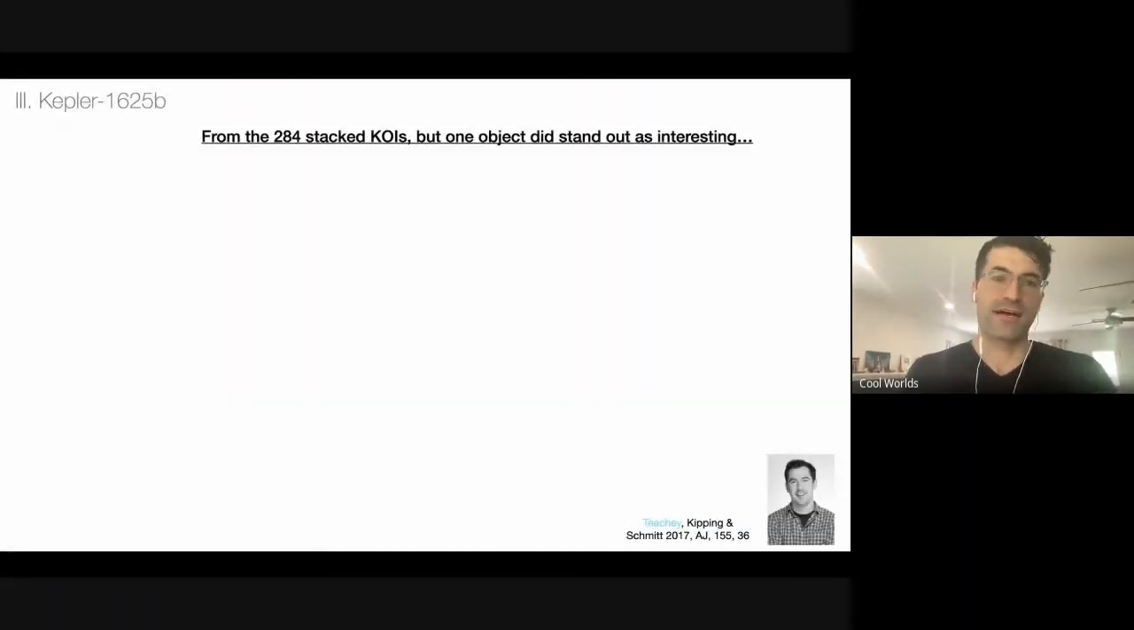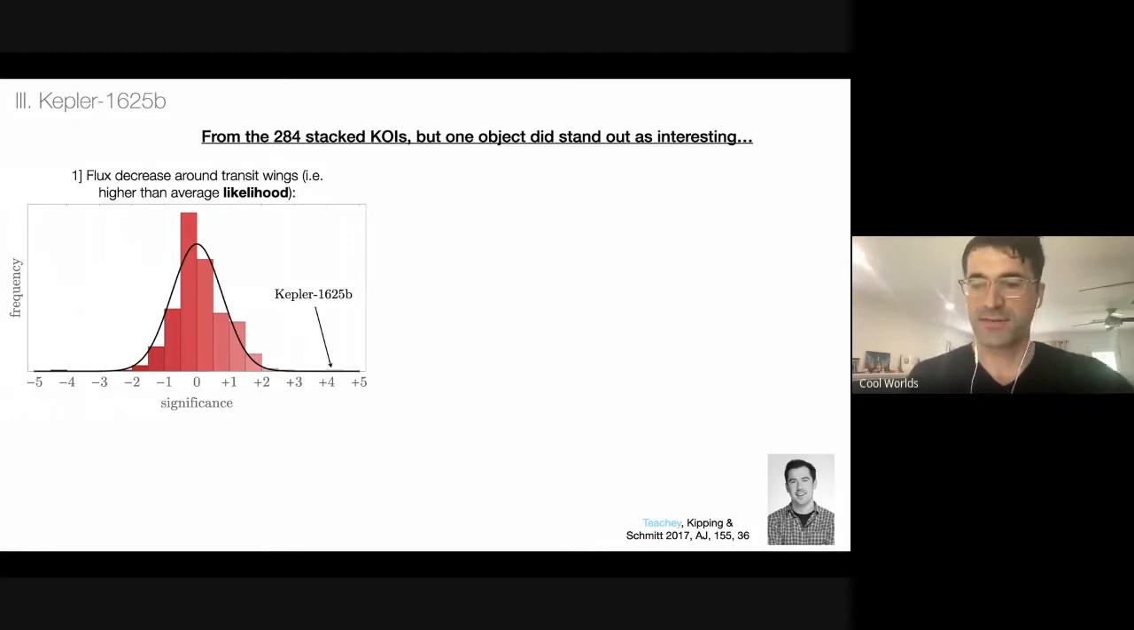All right, 1625. Let's come back to this stacking. We had almost 300 planets stacked. This is work by Alex Tichy, who's now in Taipei as a postdoc. And from these, this was a histogram of the significance level using this out of transit average dip. So we looked at the average dip out of transit, and we just measured the sigma significance of all of these for all 300. And you can see that there's one outlier over at plus 4 sigma. So it has more than average dip by about 4 sigma.